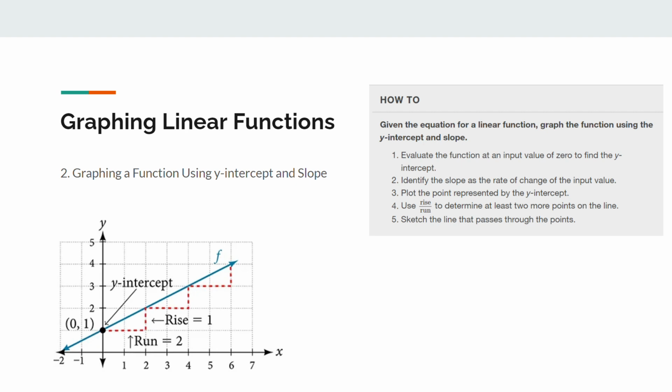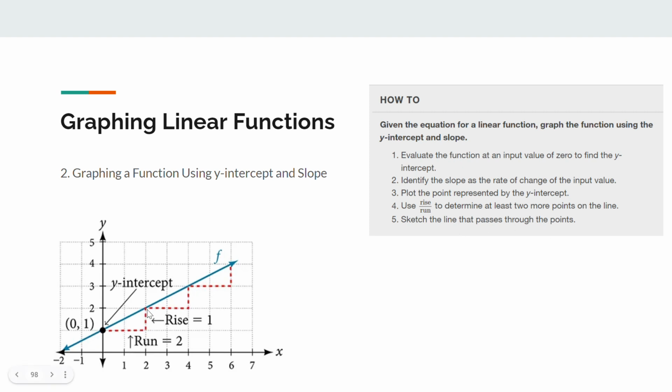So similarly, first you evaluate the function at an input value of 0 to find the y-intercept, right? So first find this point, that's going to give you your first point. Then you identify the slope as a rate of change of the input. Then you plot the point represented by the y-intercept. Then you use the rise over run equation to determine at least 2 more points on the line. And at last you can sketch the line that passes through the points.